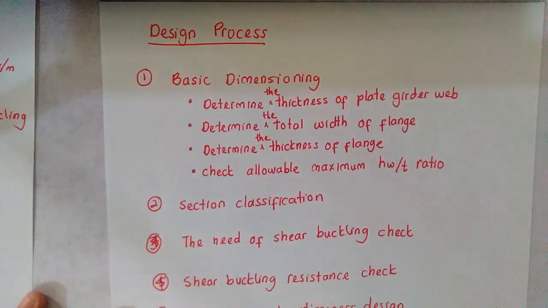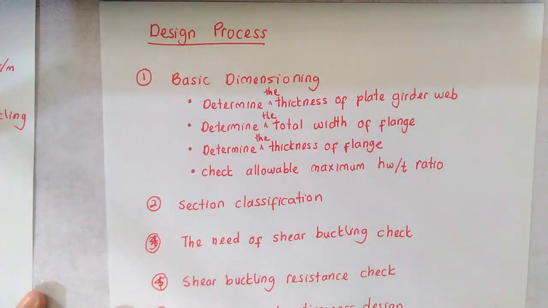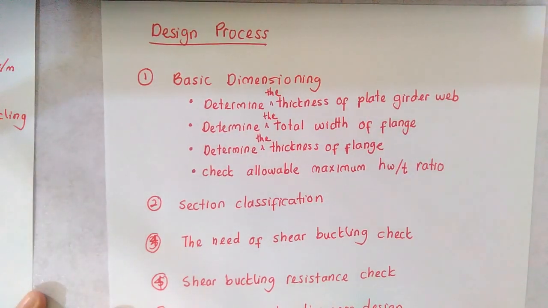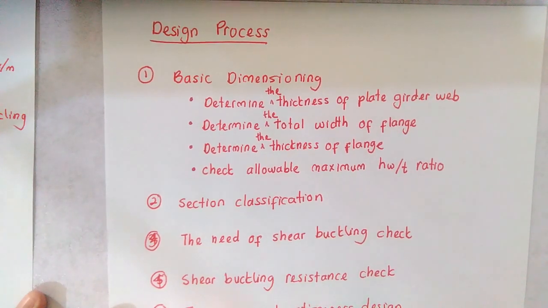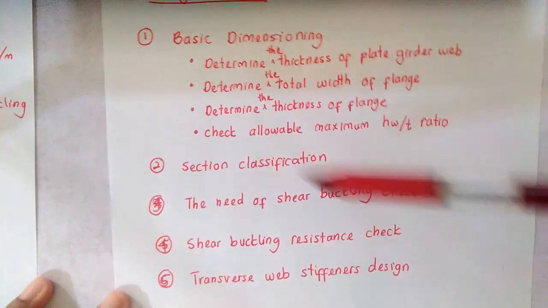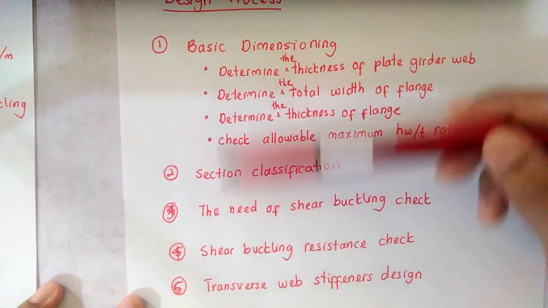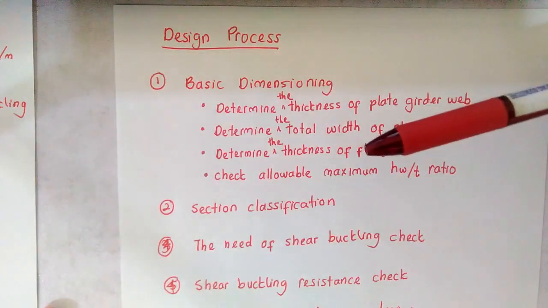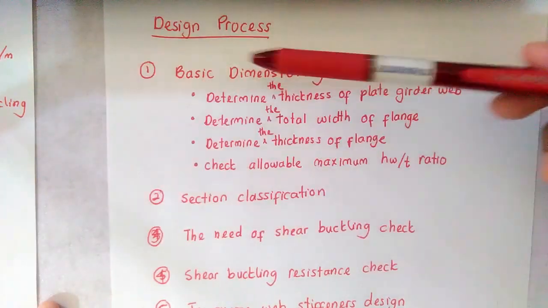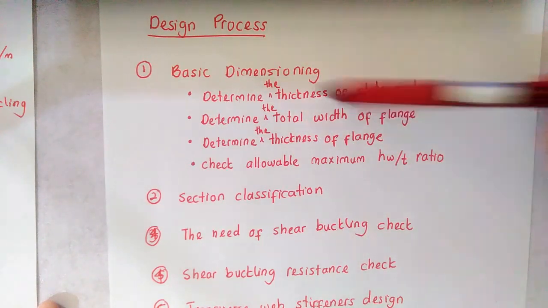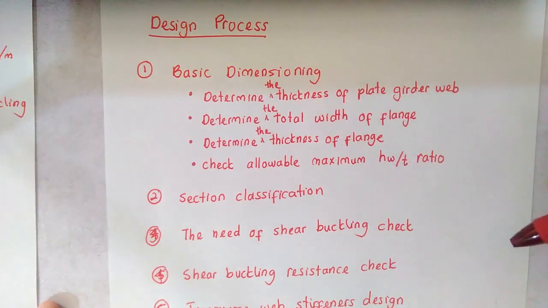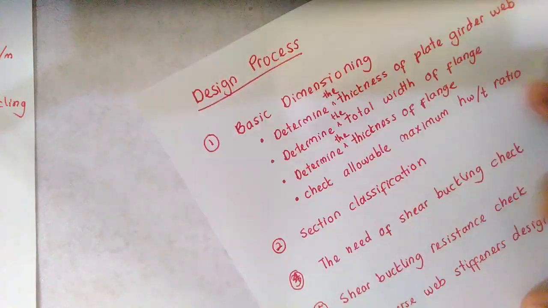Okay, class. So just now I have shown you the example question. Now, before we start with the design process, let me explain to you what the design process for the plate girder is. So if you look here, we have 5 steps of design process for plate girder. The first step is basic dimensioning. So what does basic dimensioning mean? Basic dimensioning means that you need to propose the section sizes for a plate girder.